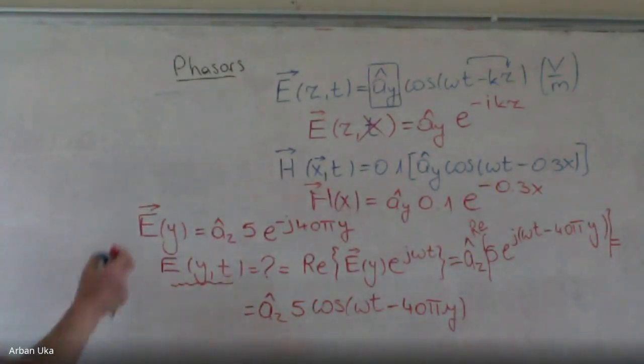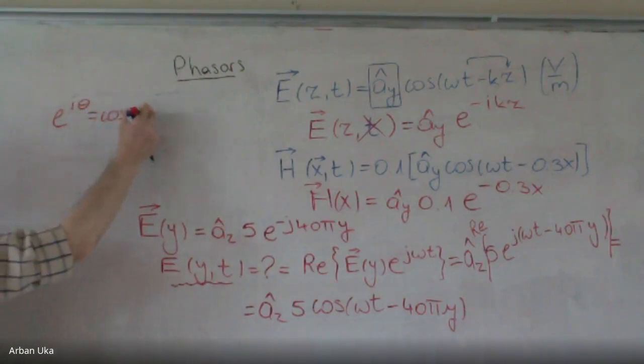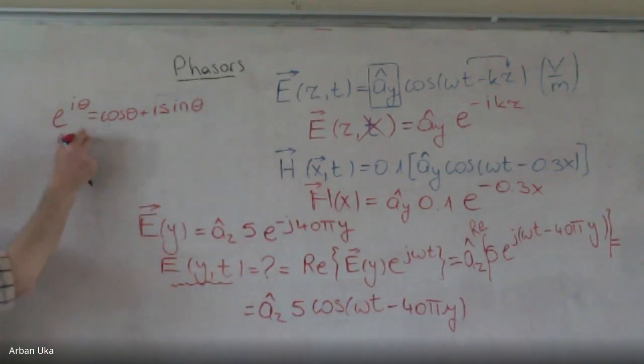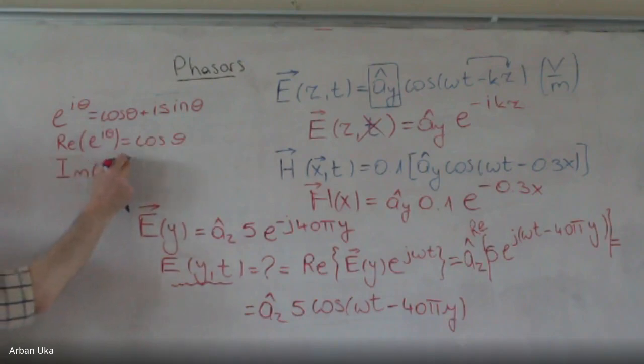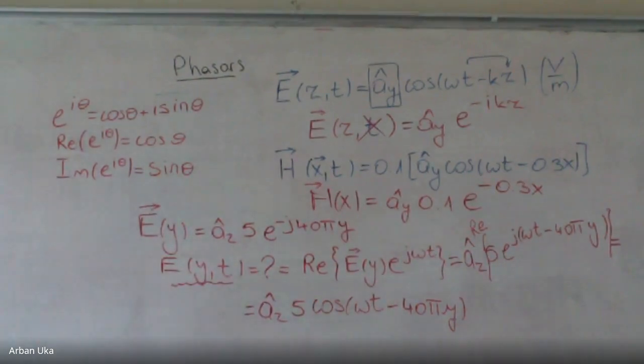And for this, we try to remember that we have these relationships. e to the power i theta is equal to cosine theta plus i sine theta. And the real part of e to the power i theta is equal to cosine theta. And the imaginary part of e to the power i theta is equal to sine theta. Okay? So this is how we can move around. And then let's see if we can see another example.